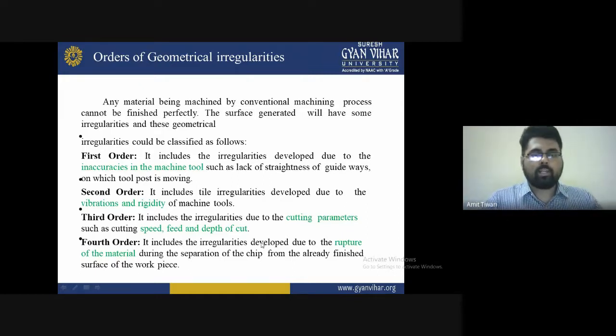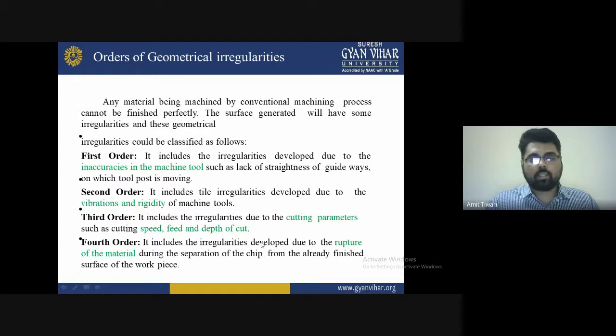So what are the irregularities? The irregularity can be classified as follows. The first order includes the irregularities developed due to inaccuracies in the machine tool, such as lack of straightness of the guideway on which the tool post is moving. Second order irregularity includes the irregularity developed due to the vibration and the rigidity of the machine.